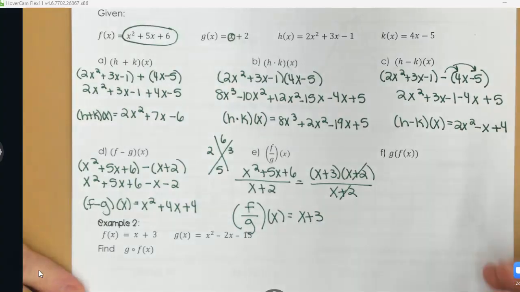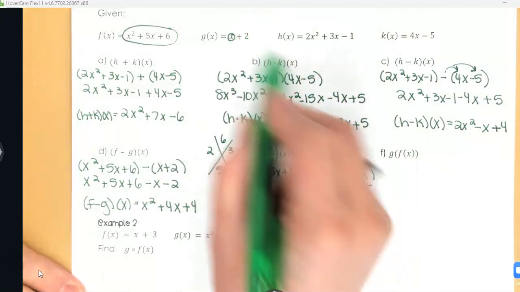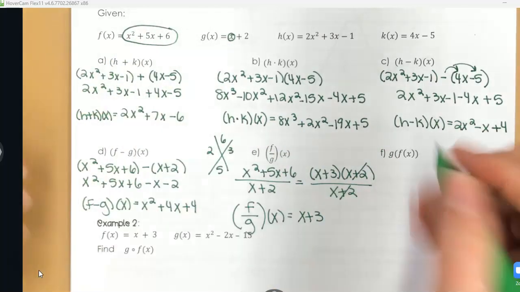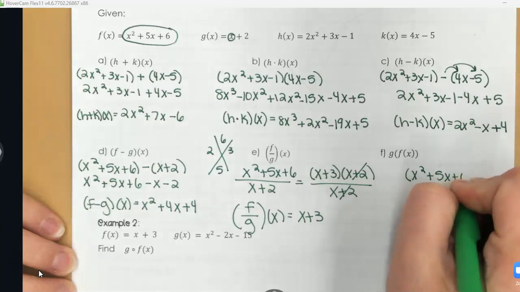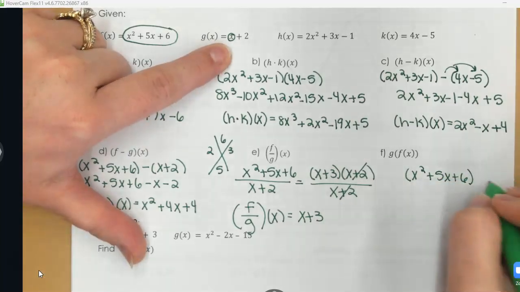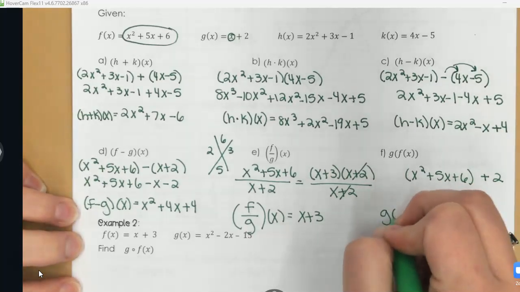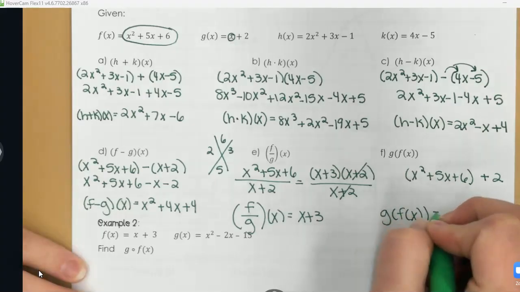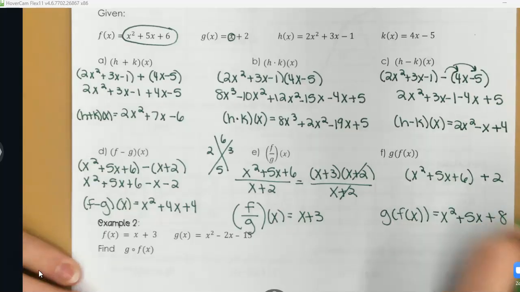And the way I know to do it in that order is because f is on the inside, which tells me f is what's being plugged into g. So what that will look like is x squared plus 5x plus 6. That is where x goes, 2. So here the only thing I'm going to be able to combine are my constants. So here g of f of x will be x squared plus 5x plus 8.